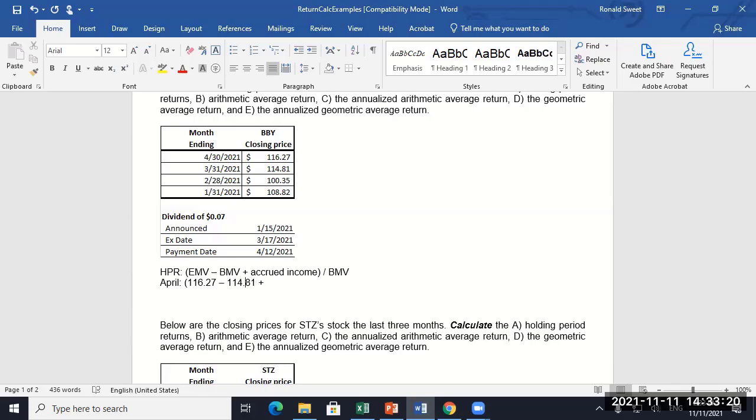So that's the beginning market value. What's the accrued income? So the ex date's the only date you care about. The ex date's March. We're doing April. So what's the income for April? Zero, right? And then Anthony, what's the beginning market value? It's the 114.81, sir. All right.